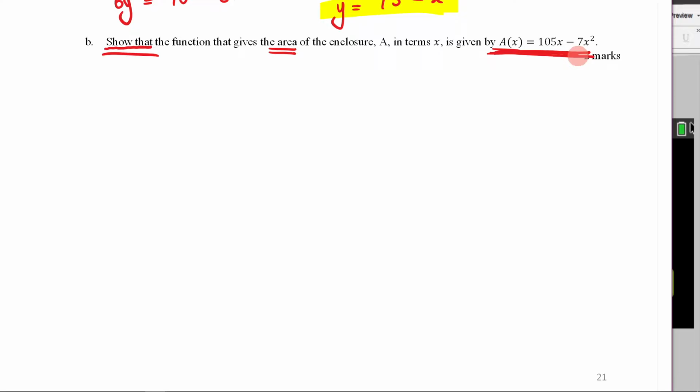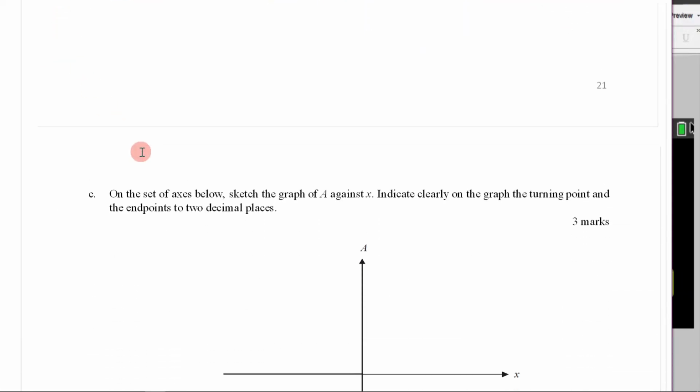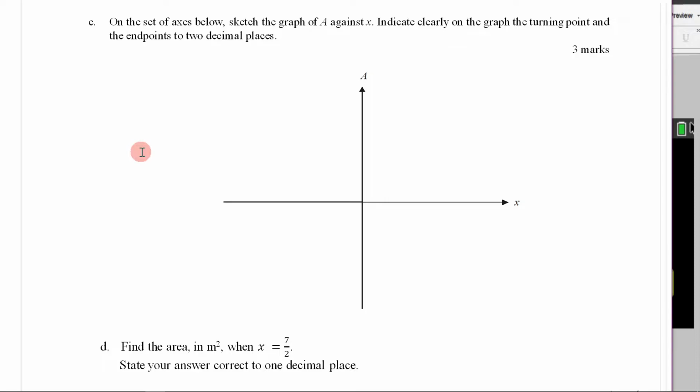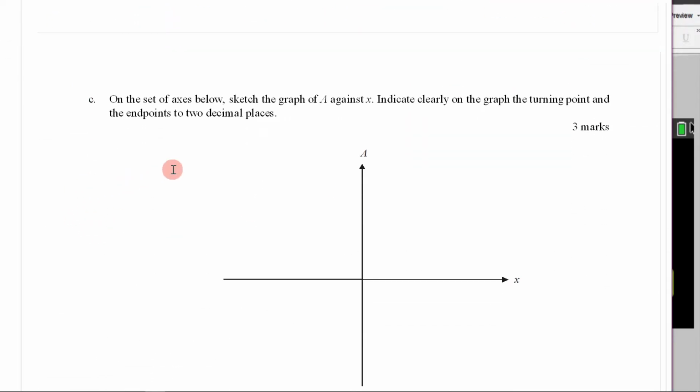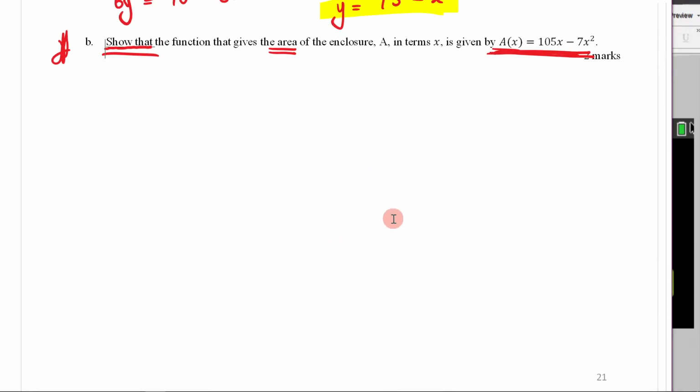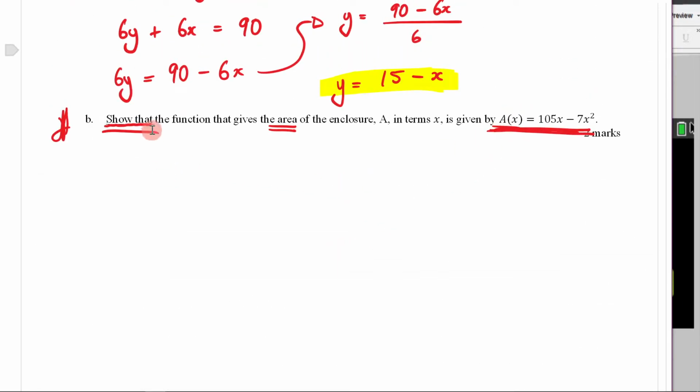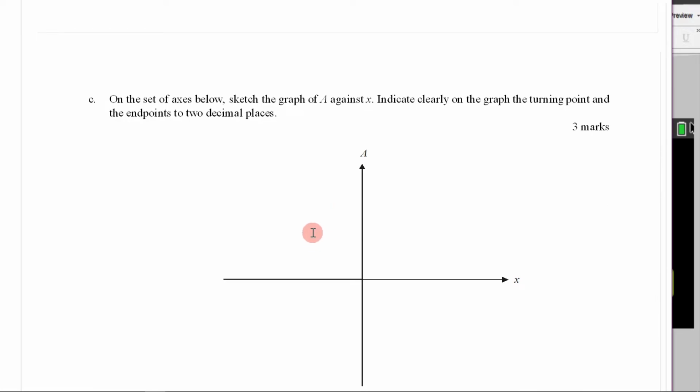But it isn't. The reason why it isn't is because if you couldn't do this question here, you can continue doing the rest of it. If you can't do this question, because they've told you that A in terms of X is this, then when you come to part C and it asks you to graph A against X, you've got the answer. You know that you're just graphing this right here.